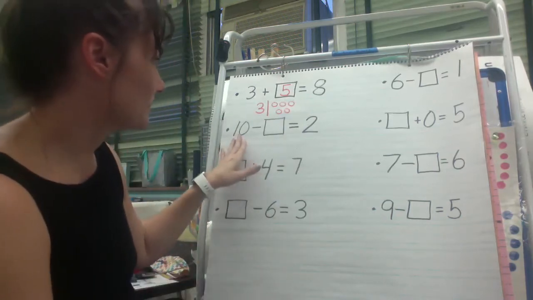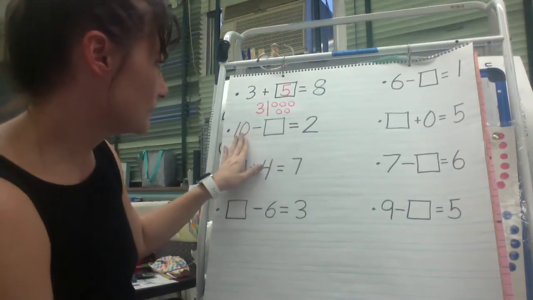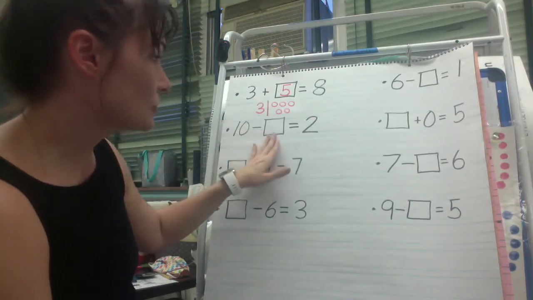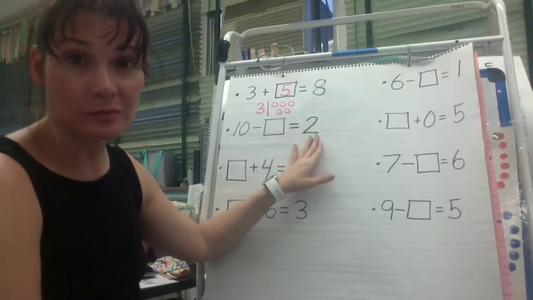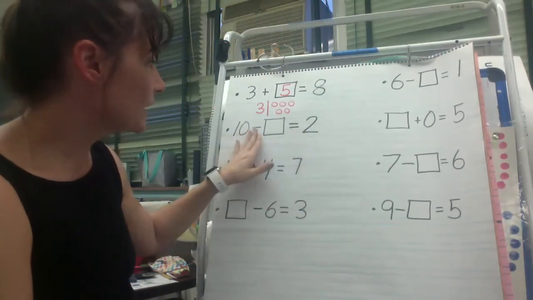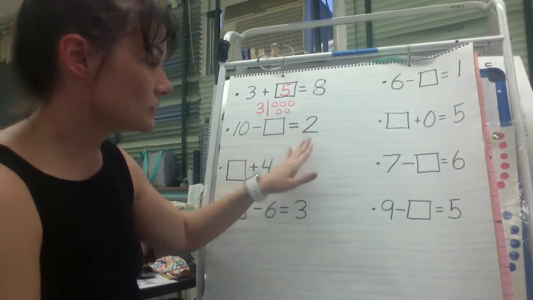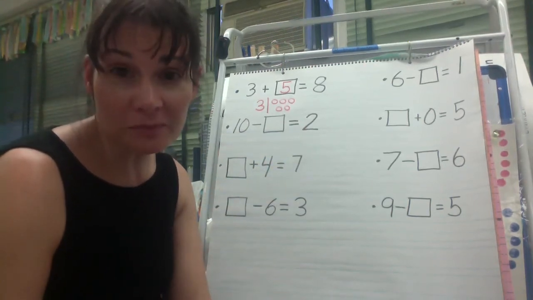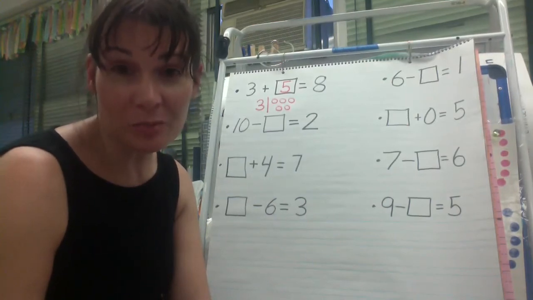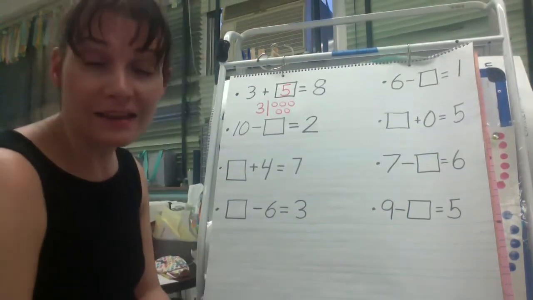How about this one? I had 10. I took some away, and now I have 2. 10 minus something equals 2. Use your paper and pencil, solve your problem, and when you're ready, hit play. Let's see how we did.